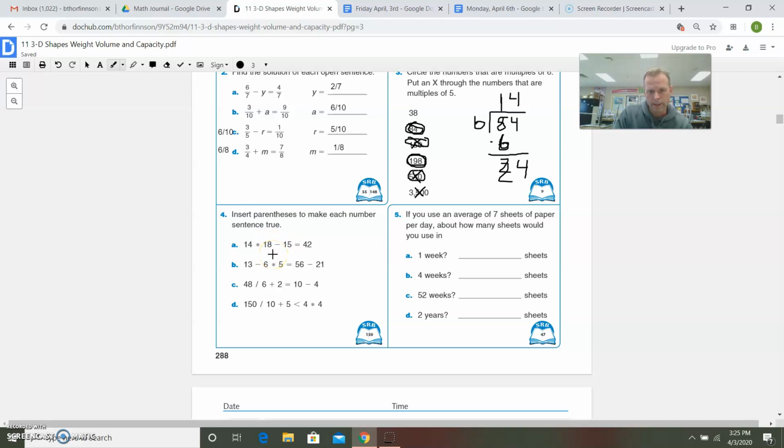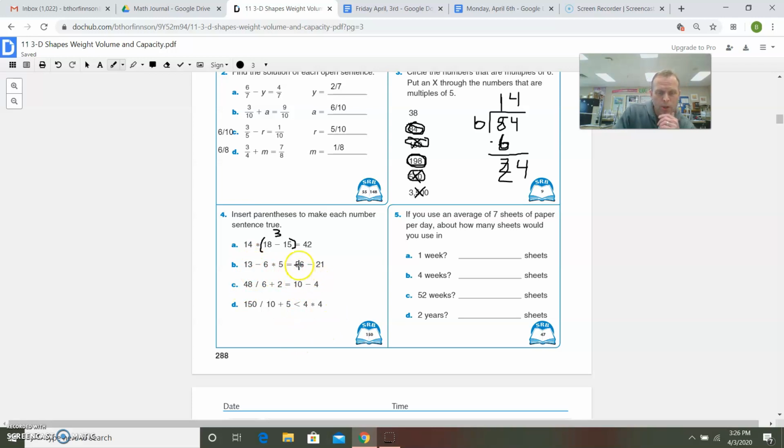we know that 14 times 18 is going to be far greater than 42, so that's not going to be it. So you have to go here, and then remember to write the answer in up top. Okay, so 18 minus 15 is 3. 14 times 3 is 42. That's where they're going to go.